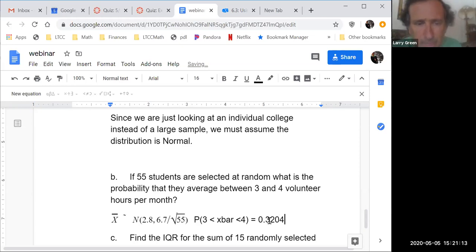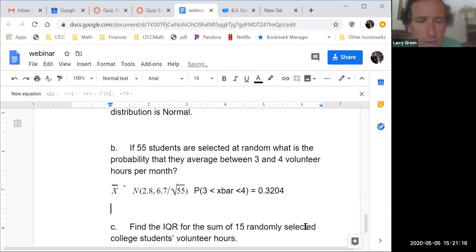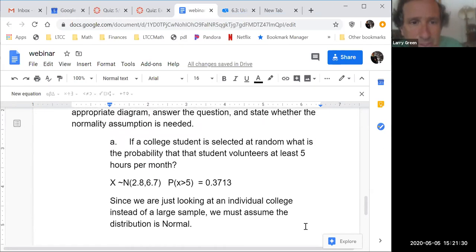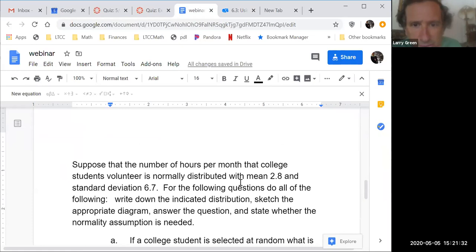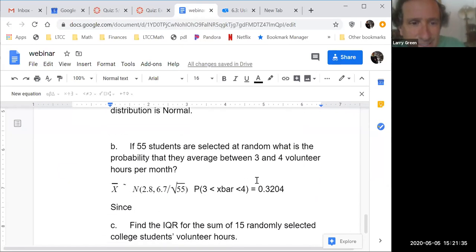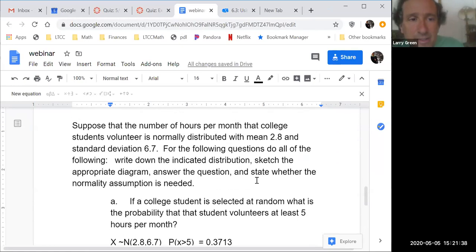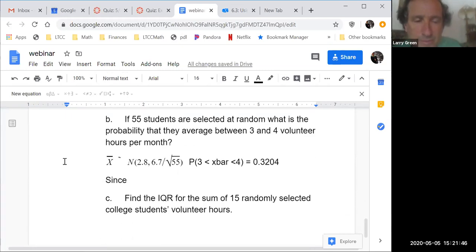Okay, was the normal distribution necessary? Was the assumption necessary? What do you think? Can I explain where the 6.7 came from? Oh, sorry, I had it wrong, didn't I? Oh, no, it's not right. That was given right here. Standard deviation is 6.7. Yes, that was just in the problem. And that's in the formula: sigma over root n.